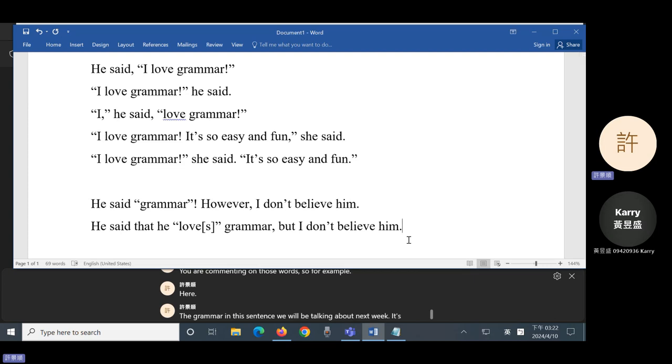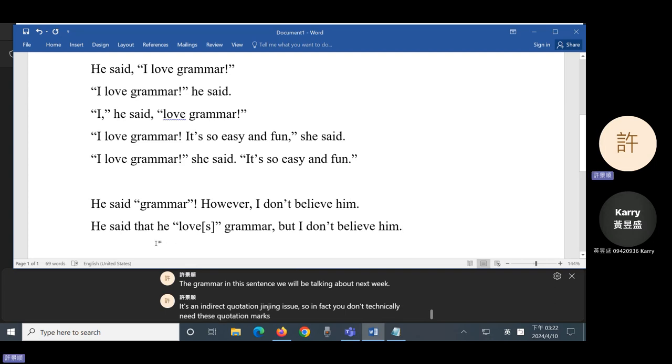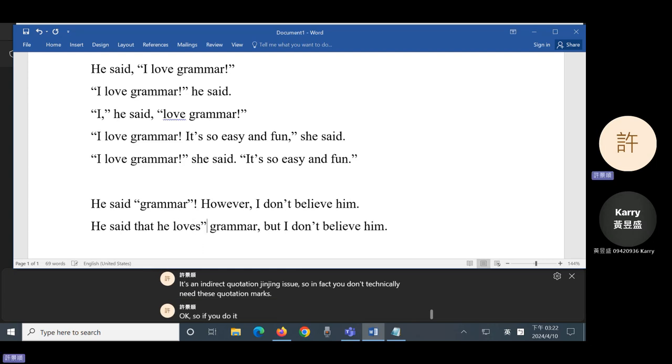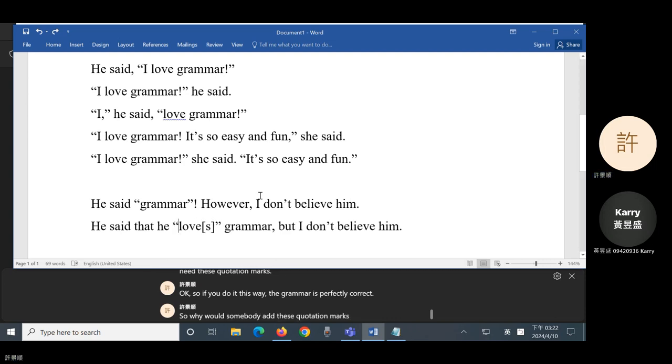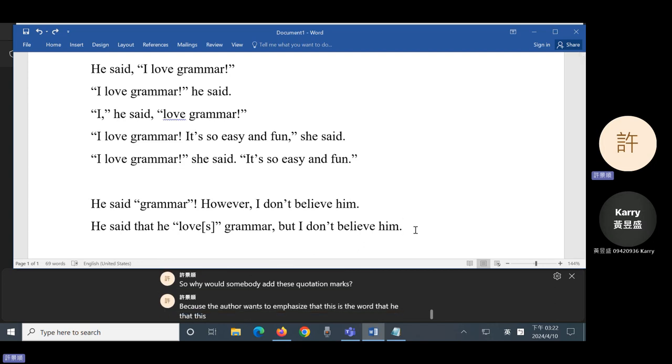It's an indirect quotation, 间接引述. So in fact, you don't technically need these quotation marks. Okay, so if you do it this way, the grammar is perfectly correct. So why would somebody add these quotation marks? Because the author wants to emphasize that this is the word that this person used.